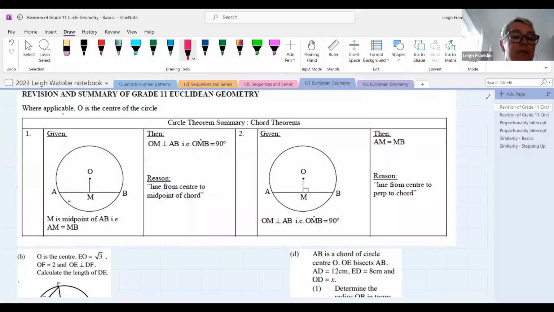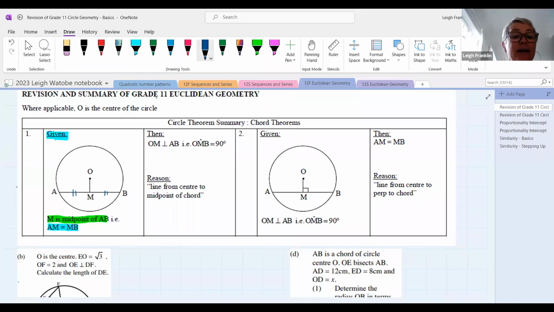If you are given the center of the circle and they tell you, over here at the bottom, that M is the midpoint of AB, what does that mean for us? It means that AM equals MB. This is the information that is given: this line segment over here equals that line segment over there.